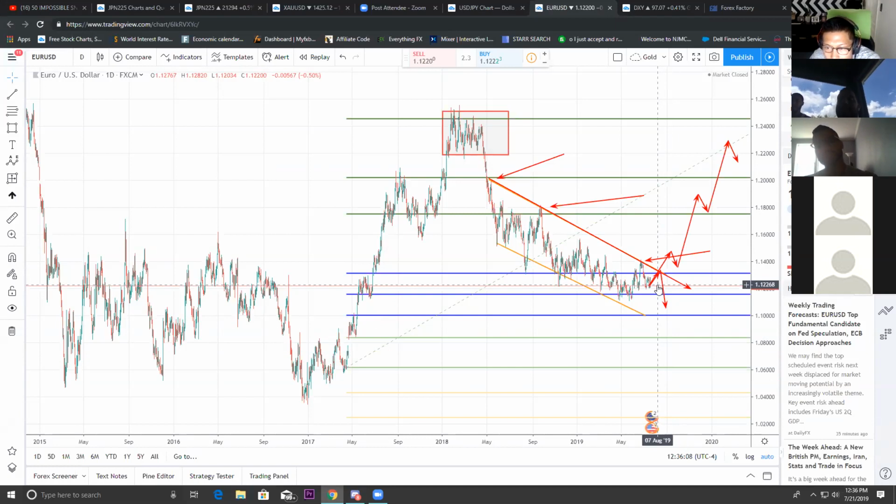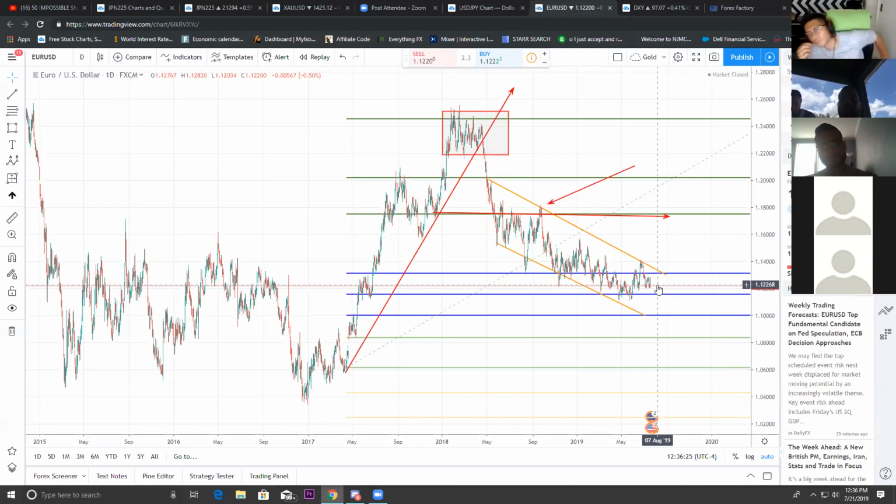Simple laws. So now let's talk about previous market structure. In order for this market structure to change, we need a retest of price, meaning a bull has to come and spend. I mean, a whale has to come and spend a good amount of money at that point.